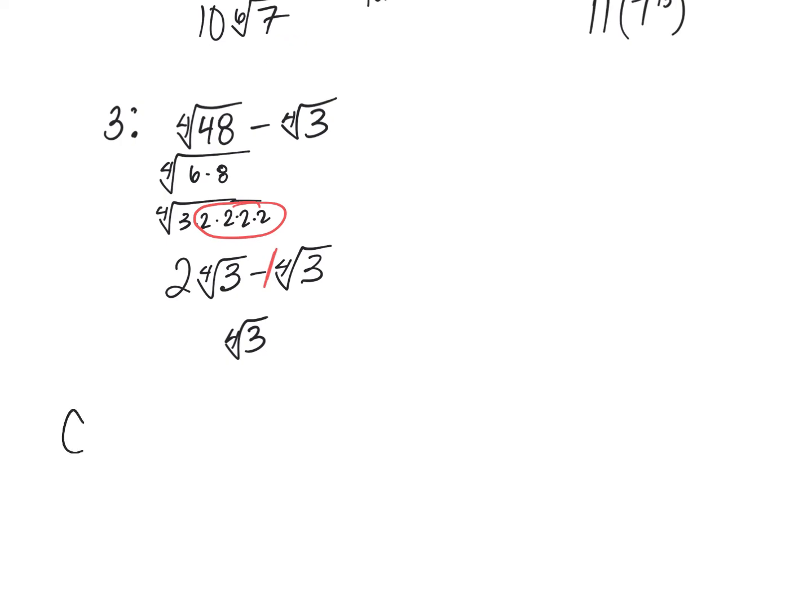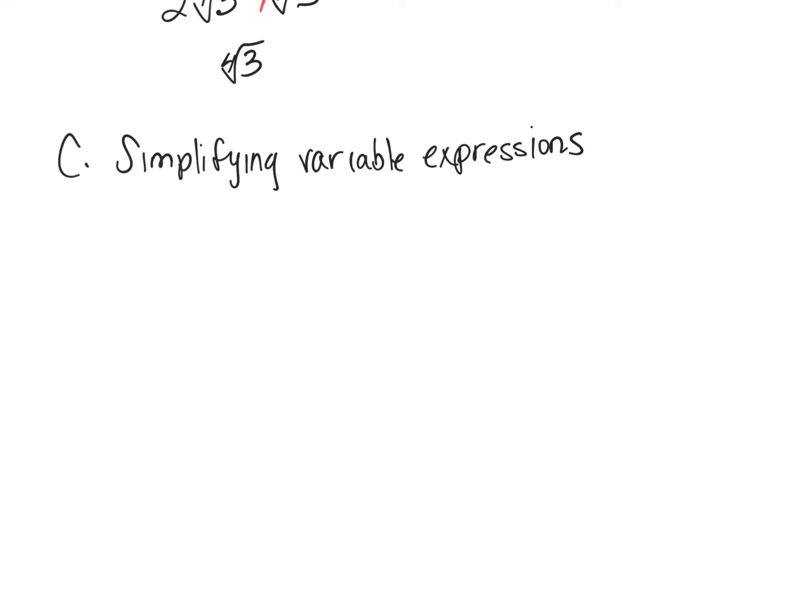Questions? All right, so part C, simplifying variable expressions. We simplified radicals, but now we're going to add some variables in there. We have the cube root of 27d to the 12th. Now, remember that the cube root can also be written as a 1/3 power, right? So I can do the cube root of 27, right? Which is what? 3. Then I have the cube root of d to the 12th.